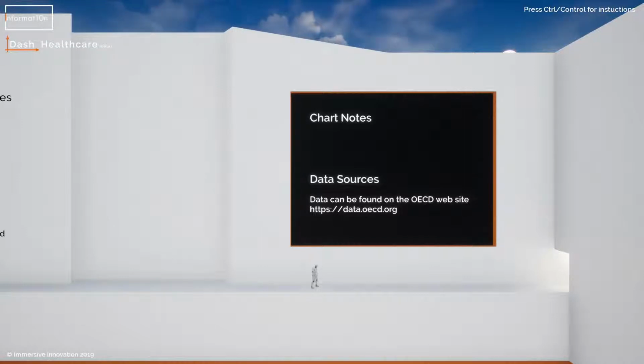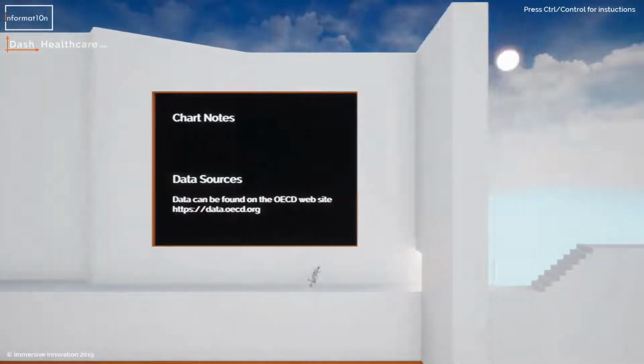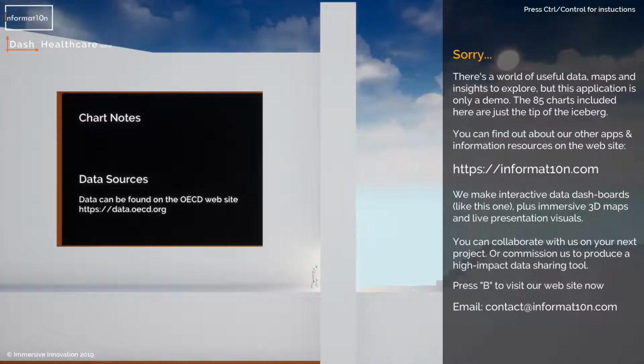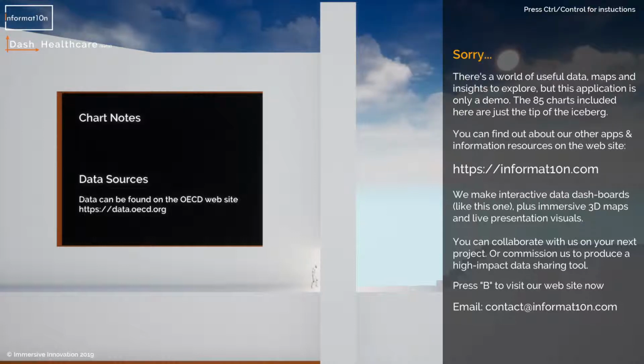So if I head to the right a little bit further, that is the end of the data dashboard. There's a little bit of information there on the right hand side. I can't walk through the doorway, but that information on the right just gives details about the company that have made this, so that's information. You can find out more on the website information.com, that's with a 1 and a 0.